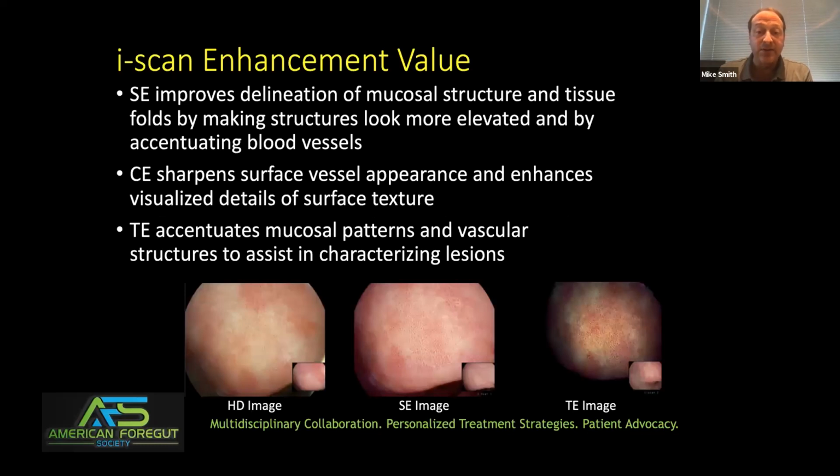The SE image, which is the one in the middle here, looks at the delineation of mucosal structures and tissue folds. So again, looking at the surface for that topography in areas that look concerning. The CE, the contrast enhancement, looking at the vessel appearance. And then the TE, accentuating again the mucosal pattern and the vascular structures. So you get all of these different images, you could put them together and evaluate, and you can see some of these more subtle changes be brought to the forefront so that they can help you to evaluate the tissue better.